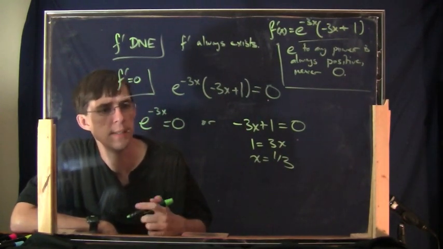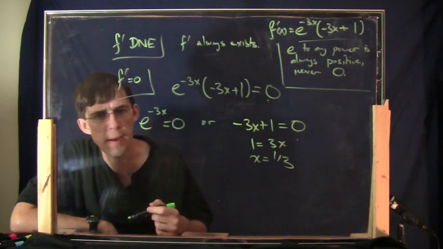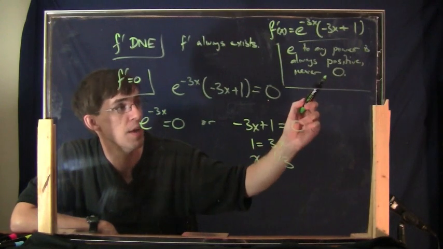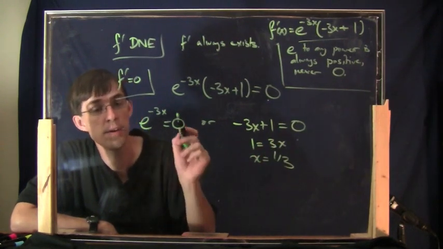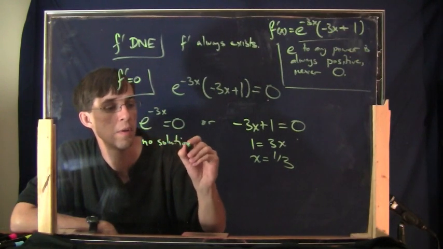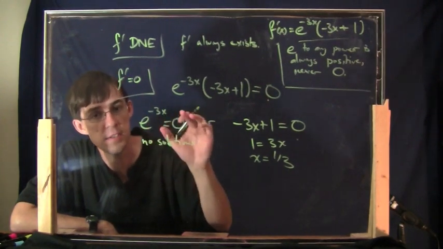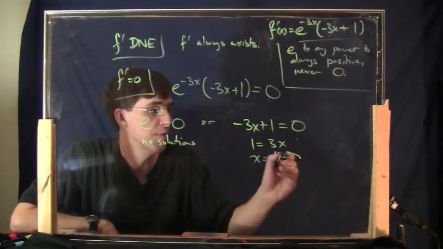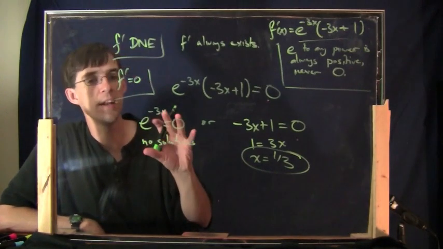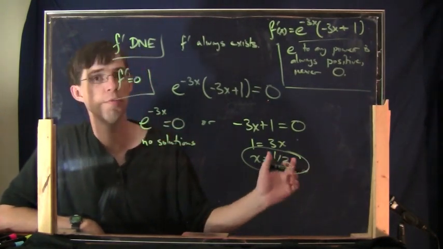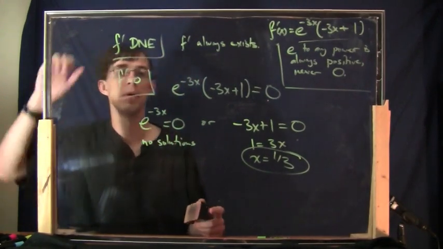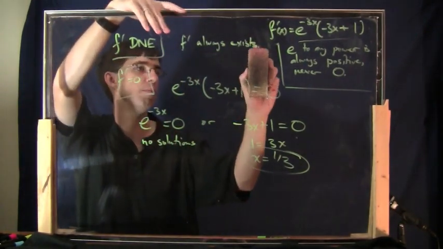What do you say? You say, I don't know how to do that. Well, remember what I said before. e to any power is always positive, never 0. This right here is not possible. So from this, we get no solutions. It is not possible to ever have e to something equal 0, all right? So this right here is the only critical number. You don't get any critical numbers from this part, but you do from this part. x equals 1/3.